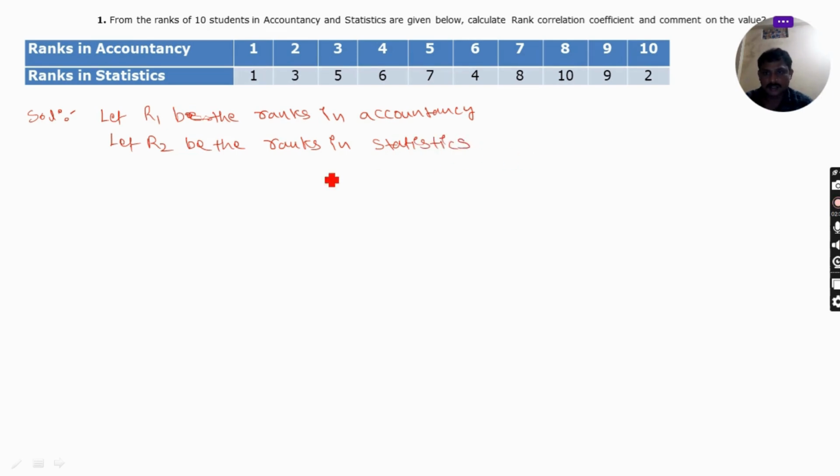Is everyone able to understand? Otherwise we have to write long names, so we can assume R1 and R2. First and foremost, when you get any question related to Spearman, you need to assume.